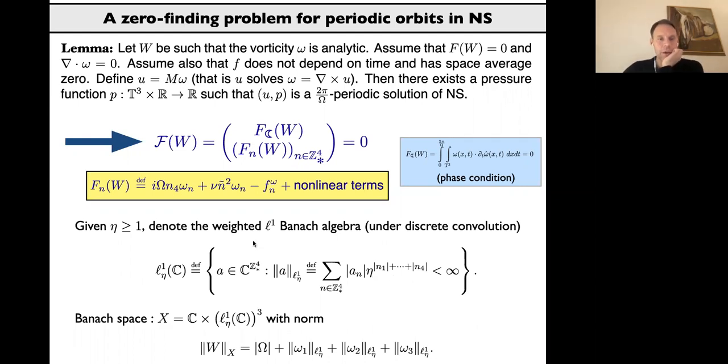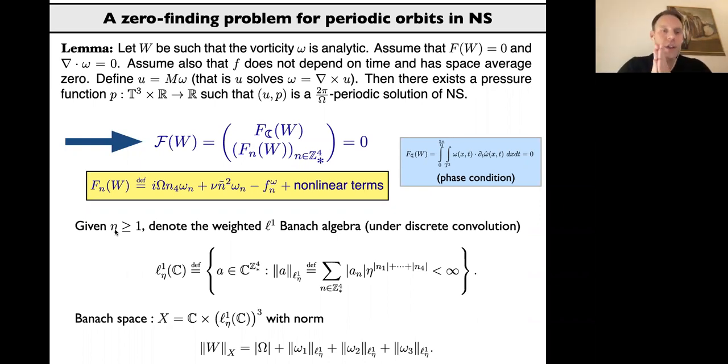Since the frequency is an unknown and the three components of the vorticity are unknowns, I take my Banach space to be the product of C cross 3 copies of L^1_eta with that norm. So that's the L1 norm of the L1 norms. That's my Banach space in which I'm going to look for zeros of F. I chose this weighted space because, for instance, if eta is strictly greater than 1, then an element of L^1_eta is going to be a sequence which decays geometrically fast to 0 at infinity in all 4 directions.